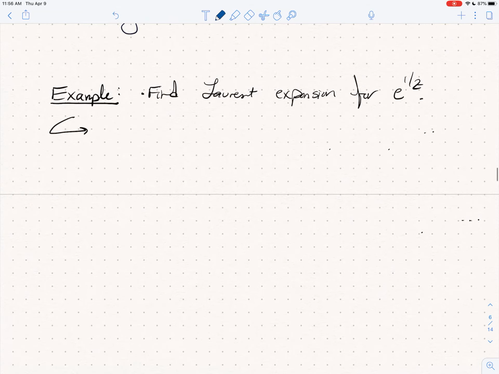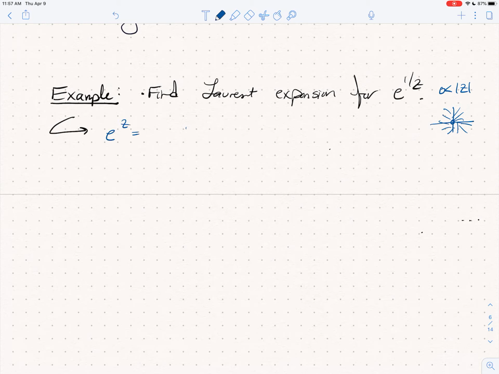All right, so I thought we would do an example. Let's find the Laurent expansion for this function e to the 1 over z. And let's realize that this function is analytic on the annulus |z| > 0. You just need to delete 0, and then everything else we're good to go on.